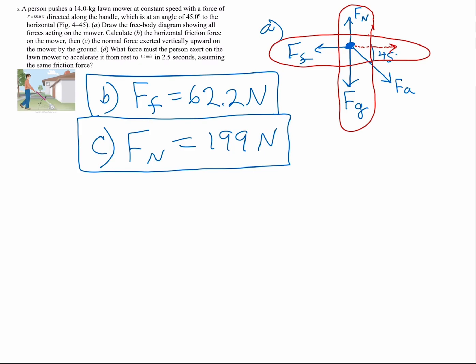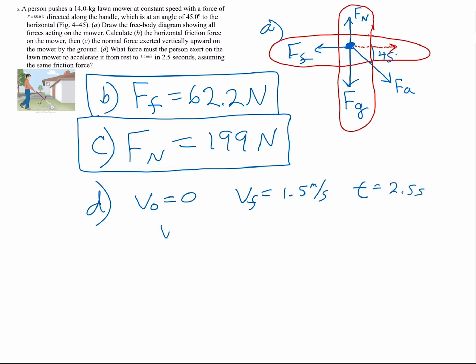All right, part D. Now we want to actually give this lawnmower an acceleration. In order to do that, we've been given some information. So you know that it's going to start from rest, and you're going to eventually bring it to a final speed of 1.5 meters per second. And you're going to do all of this in the time of 2.5 seconds.